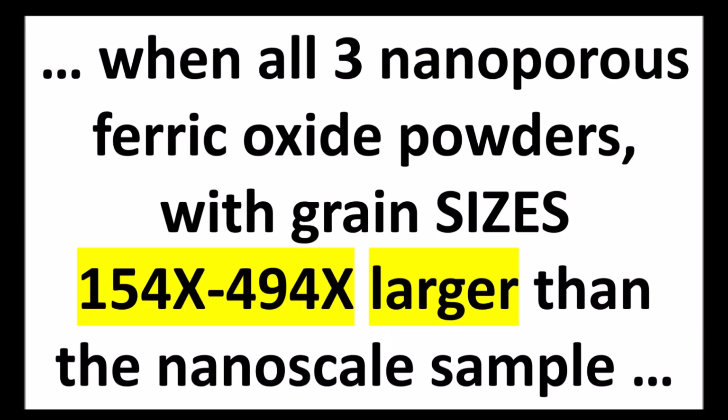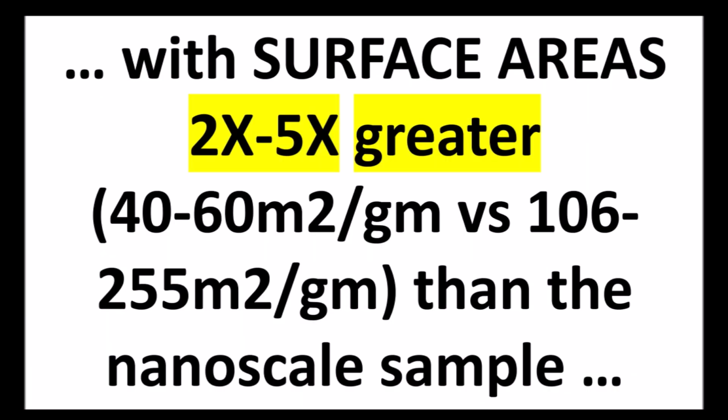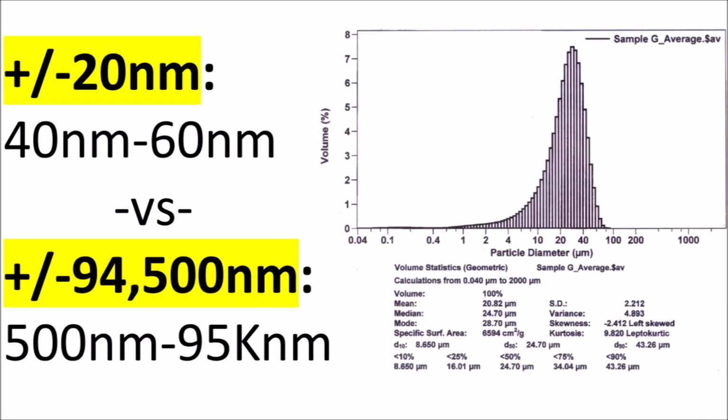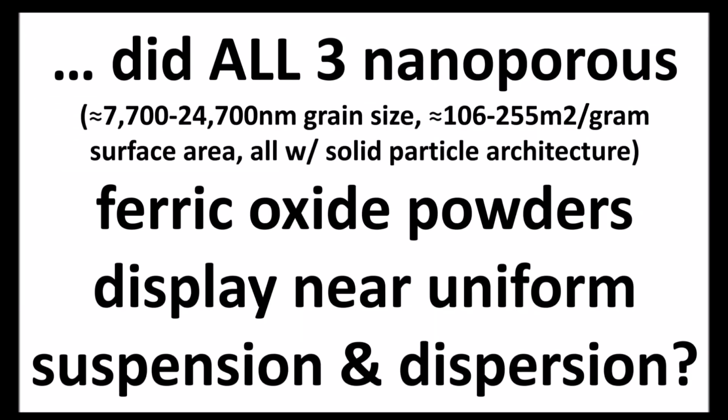When all 3 nanoporous ferric oxide powders with grain sizes 154 to nearly 500 times larger than the nanoscale sample, with surface areas 2 to 5 times greater than the nanoscale sample, with non-similar grain size ranges 25 to over 4,700 times wider than the nanoscale sample, and with nanoporous non-solid particle architectures, did all 3 nanoporous ferric oxide powders display near uniform suspension and dispersion?